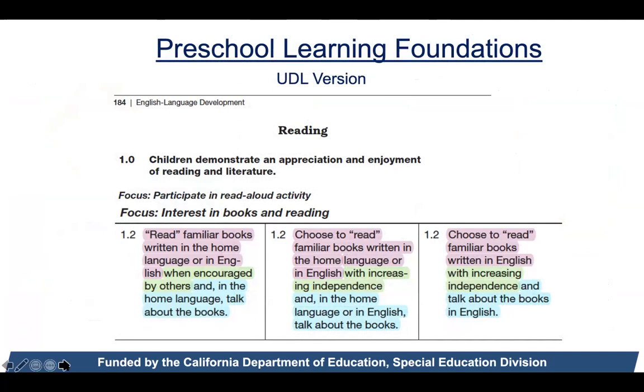So representation, students will read familiar books. So that's input in. When encouraged by others, that's a social emotional connection. And then finally, the action and expression, students have to do something. And in the home language, talk about the books. So reading, they're going to read the book as representation. They're going to be encouraged by others. That's your engagement. And then they're going to demonstrate their knowledge by, in their home language, talking about the books.